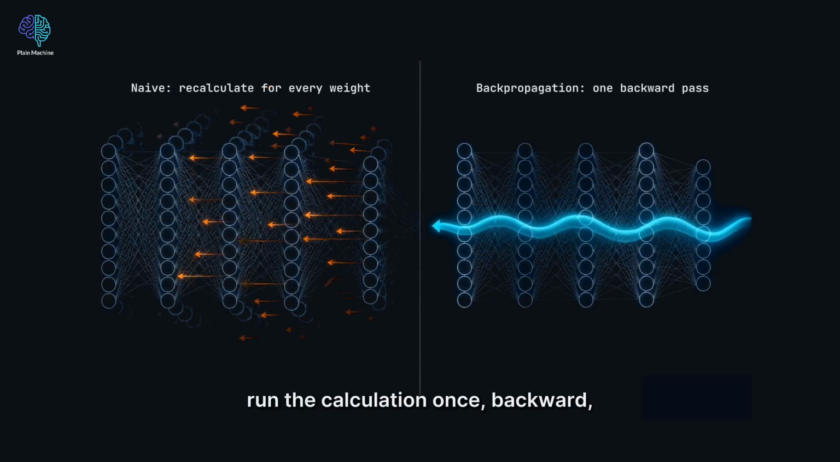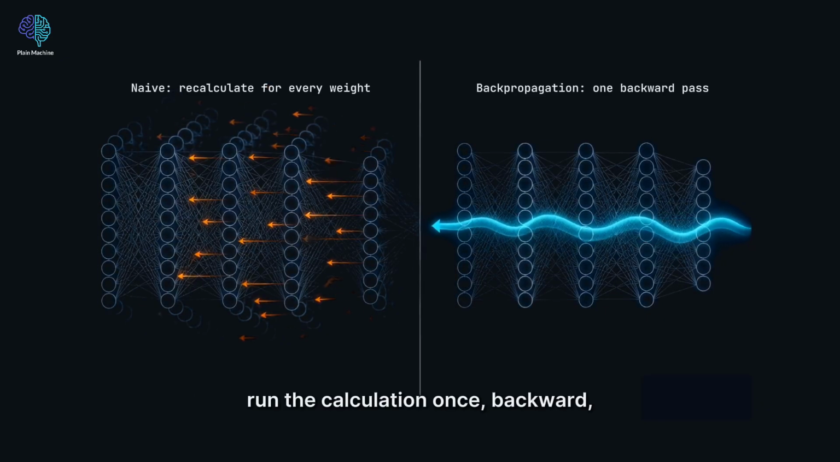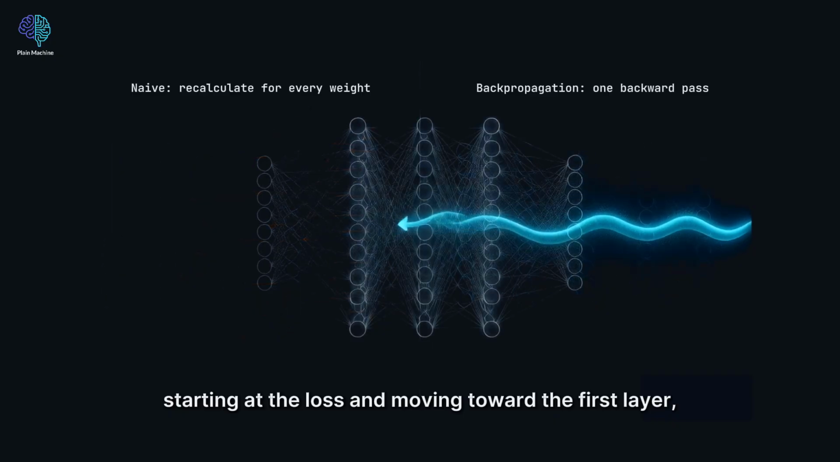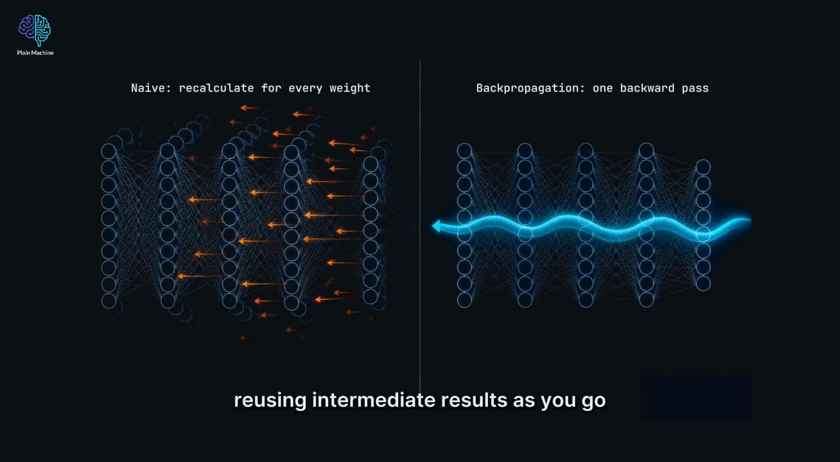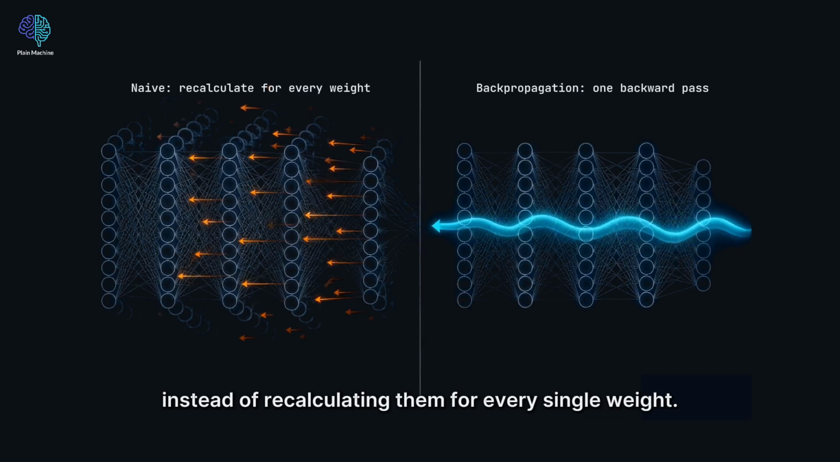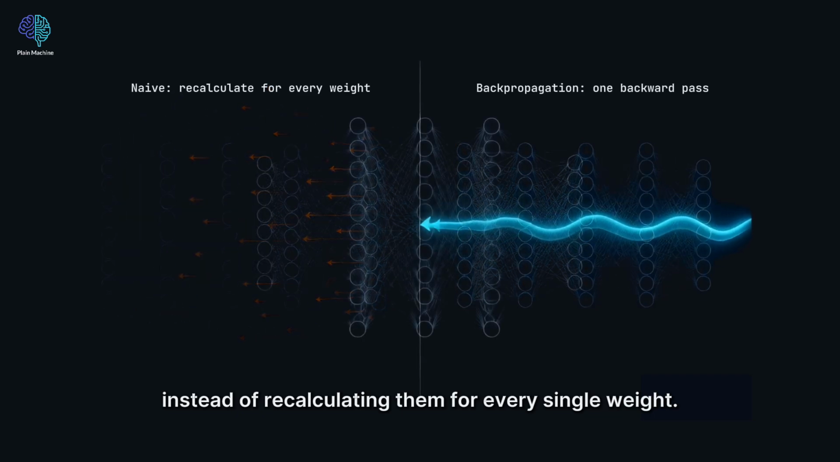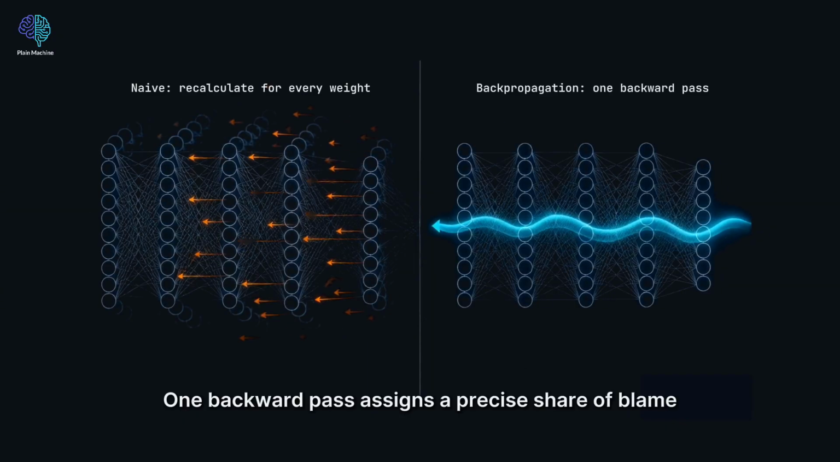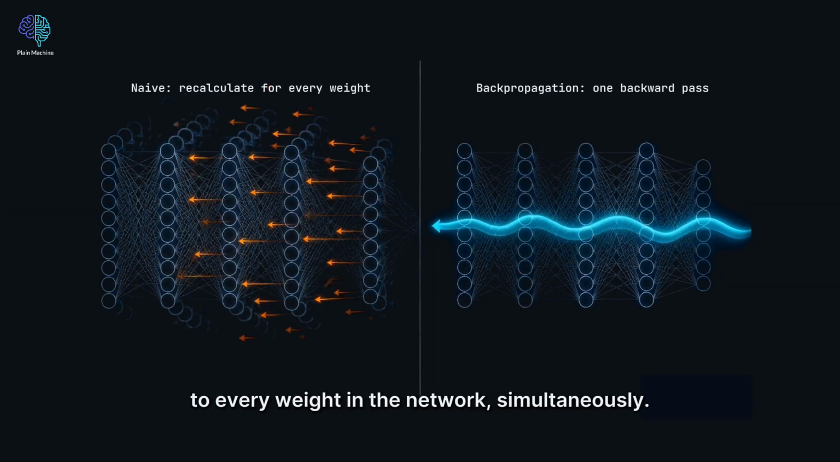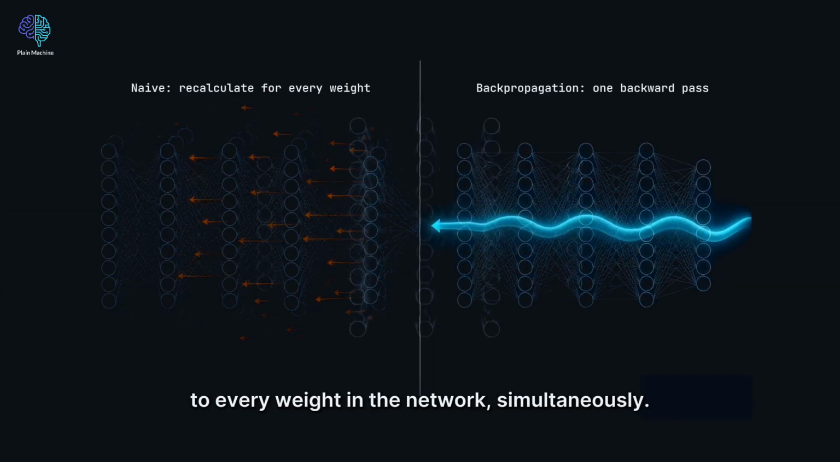Run the calculation once backward, starting at the loss and moving toward the first layer, reusing intermediate results as you go instead of recalculating them for every single weight. One backward pass assigns a precise share of blame to every weight in the network simultaneously.